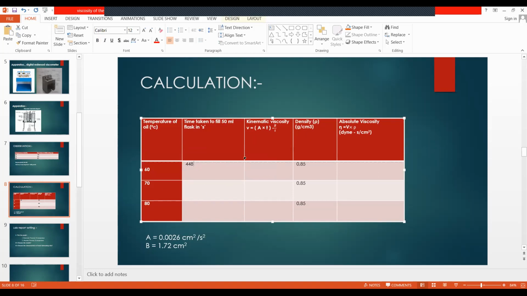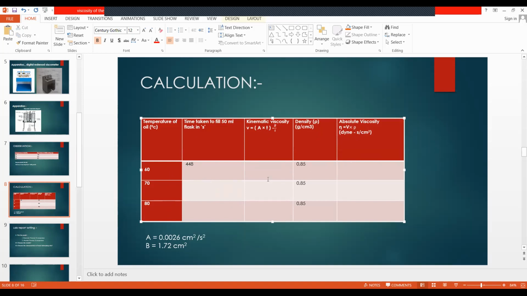Using those data, you can simply calculate using the equation. You can calculate the kinematic viscosity, and just by multiplying by the density, you will get the dynamic viscosity. Likewise, you can get three different kinematic and dynamic viscosities for three different temperatures. Then you can plot the graphs: temperature versus kinematic viscosity, and the second one is temperature versus absolute or dynamic viscosity.